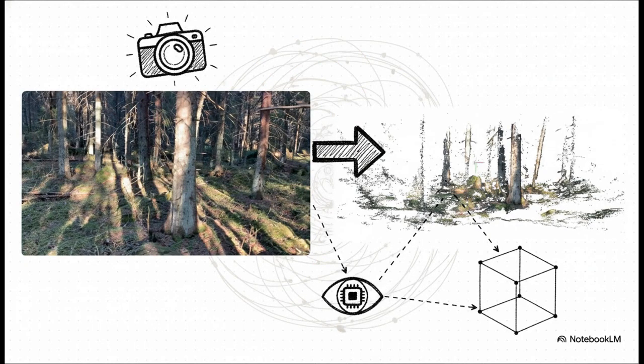So how in the world do we get from this, a simple, beautiful photo of a forest, to this? A sparse, yeah, but a spatially accurate 3D model made of thousands of tiny little points. This transformation, right here, is the absolute heart of computer vision.